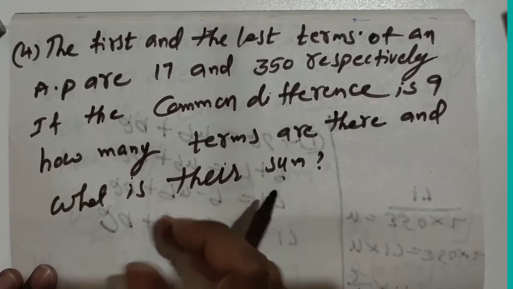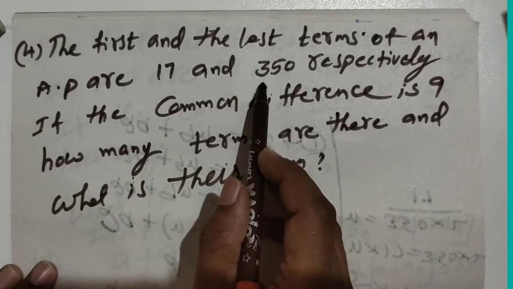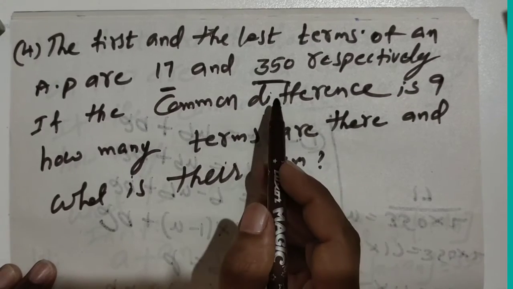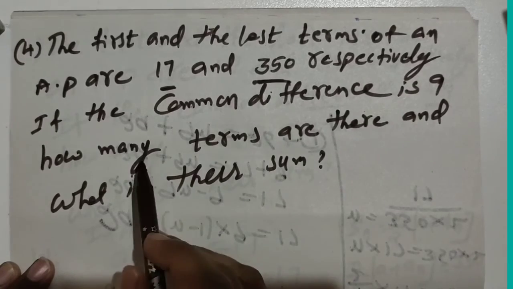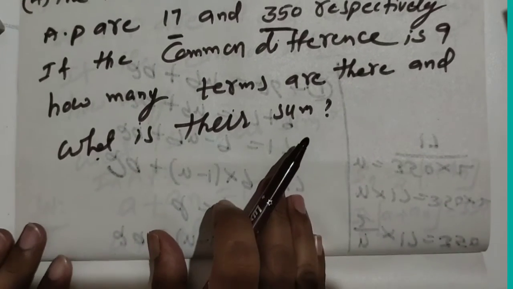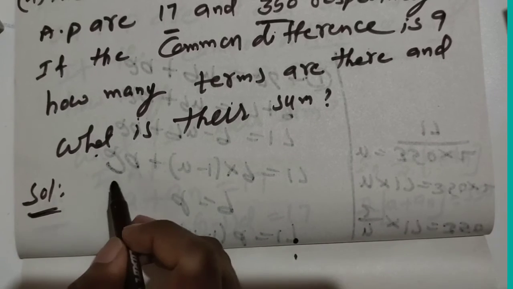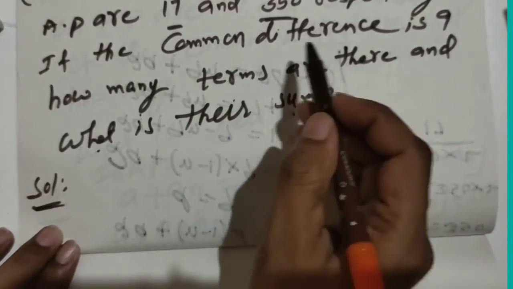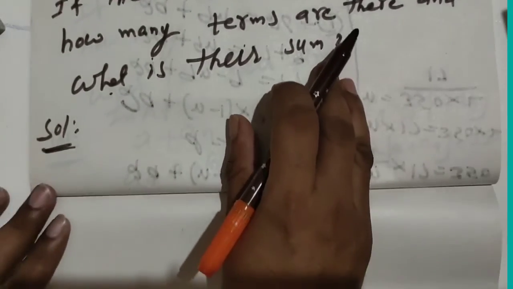Now let us see the fourth one. The first and the last terms of an AP are 17 and 350 respectively. First term is 17, last term is 350. Generally, the last term is taken as an, that is 350. If the common difference is 9, that is d is 9, how many terms are there and what is their sum? That means the earlier sums and this sum are different. In the third sum the given values are in symbolic form, whereas in this they are given in terms of words, that is a verbal sum. Okay, now let us do it.